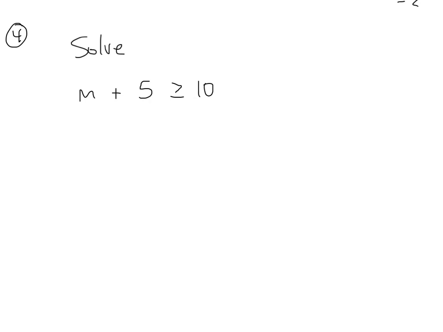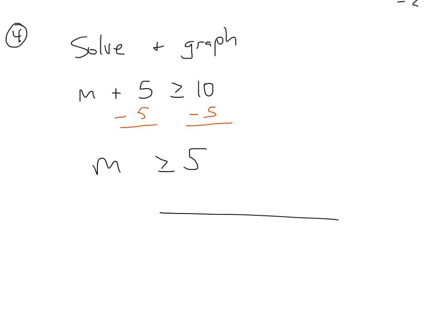How do you get rid of a plus 5? You subtract 5. We have to subtract from both sides. And you get m is greater than or equal to 5. Simple enough. Now, what if they said solve and graph? Well, you remember you draw a number line, you'd mark a 5. It's greater than or equal to, so you fill it in, and because it's greater than or equal to, shade to the right. That's as easy as it gets.